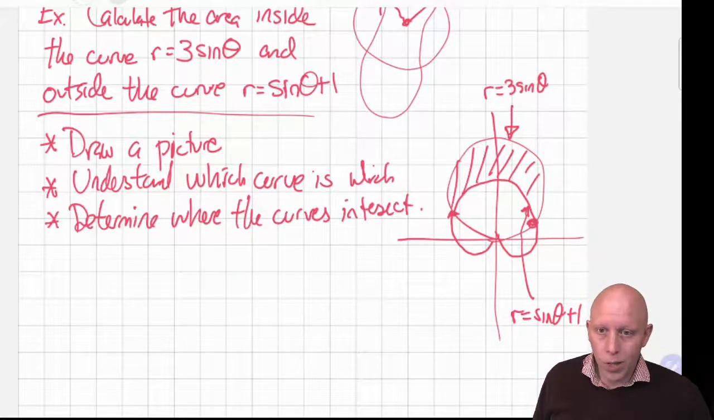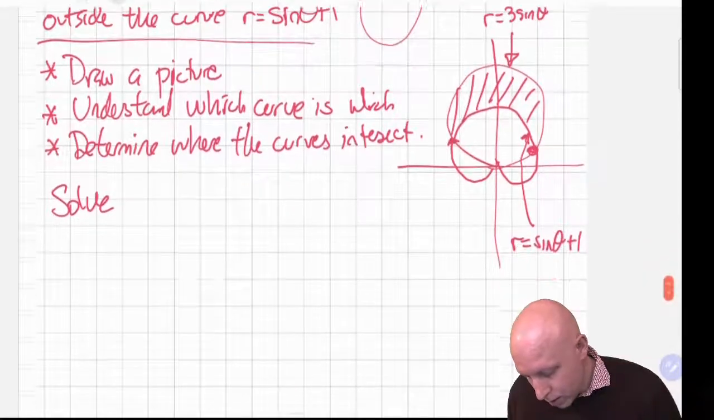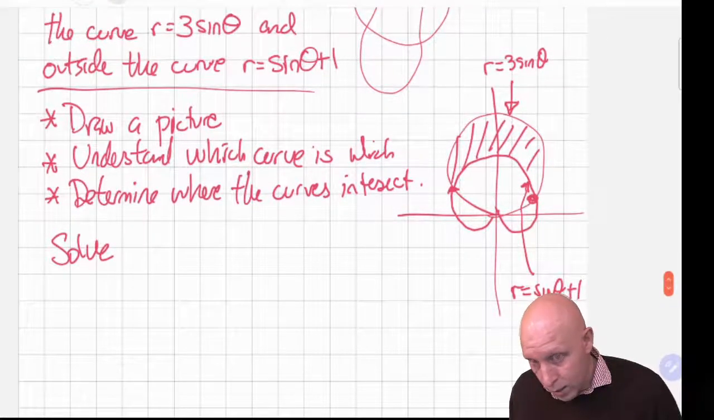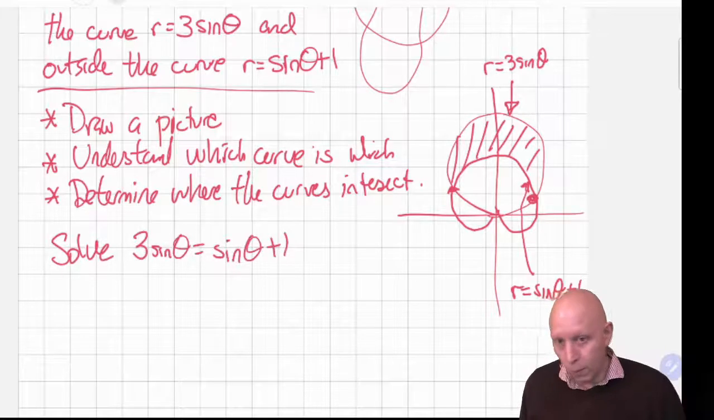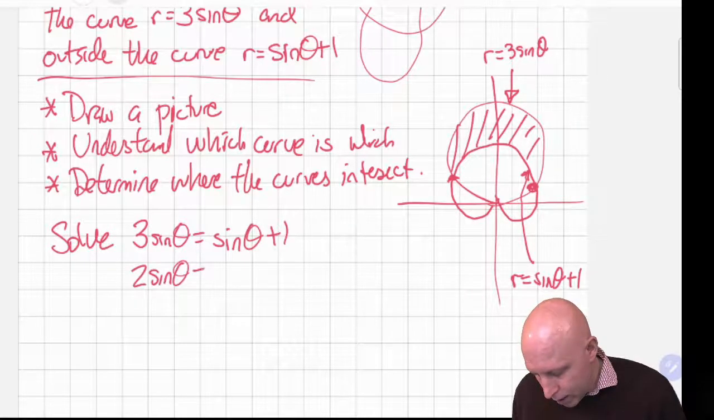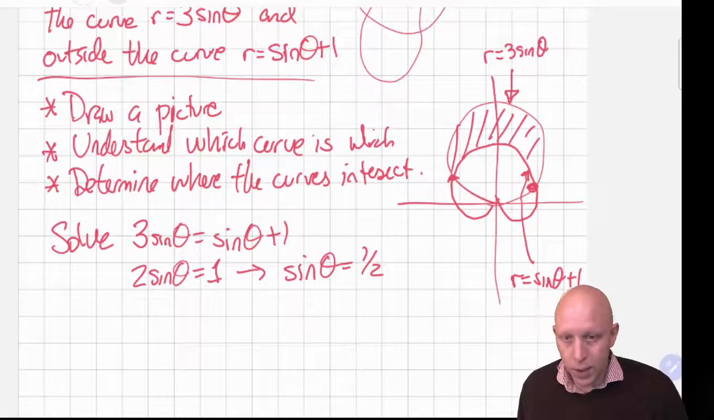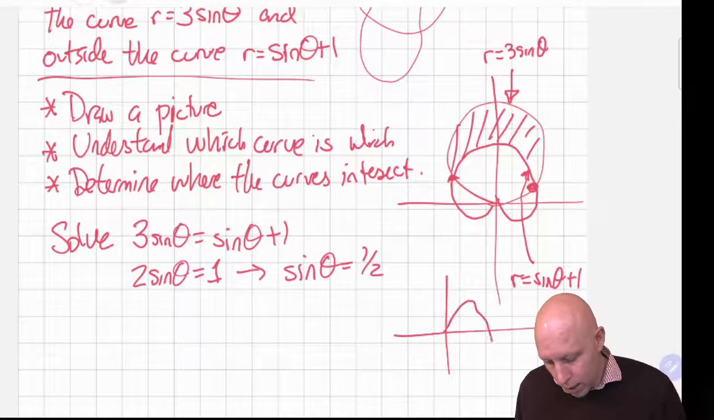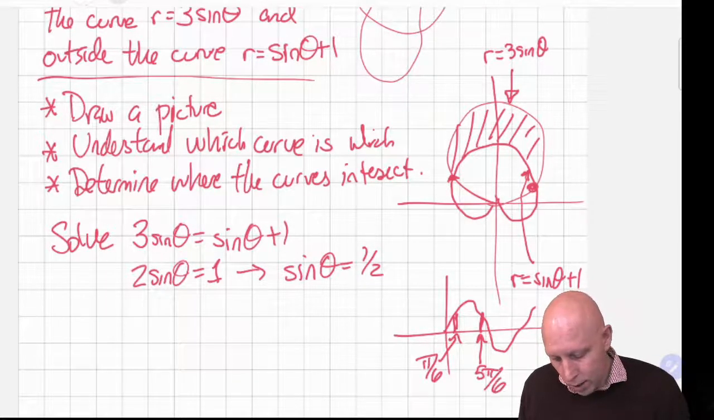All right, and so where they intersect is solving an equation. So let's solve. Where is 3 sine of theta equal to sine of theta plus 1? Well, let's bring one of the sines over to the other side. 2 sine of theta is equal to 1. So that means that sine of theta is equal to 1/2. All right, so where is sine of theta equal to 1/2? Well, it occurs on the way up, so this is going to be pi over 6, and on the way down, so that's going to be 5 pi over 6.